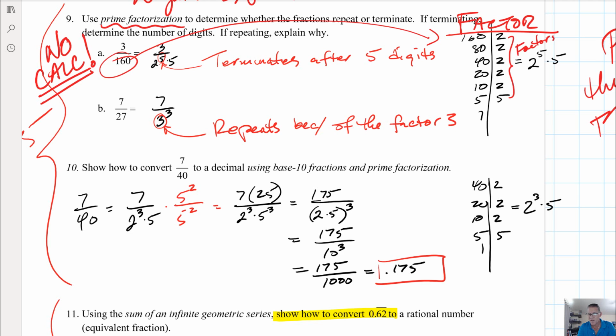Okay, the only factors are 2 and 5. And there's 1, 2, 3, 4, 5 factors of 2 to the 5th power. So you look at the exponent, and that tells you the number of digits it terminates on. So it terminates after 5 digits because of the power, not because of the other 5, because of the exponent. So you guys were supposed to be looking at the exponents on this one.